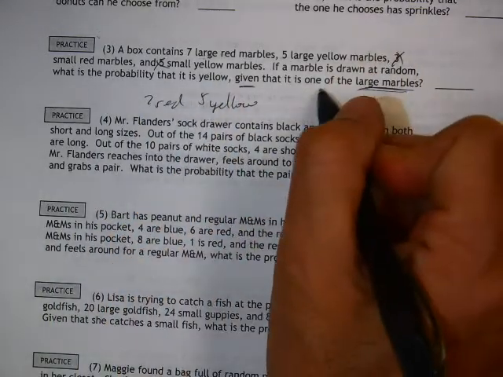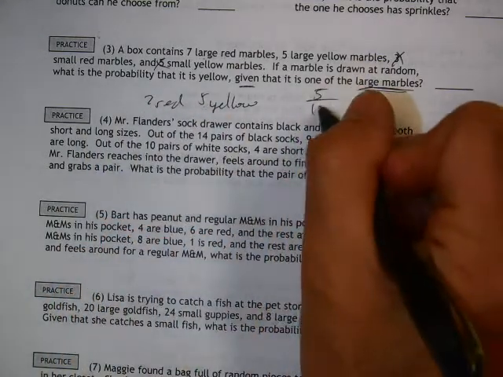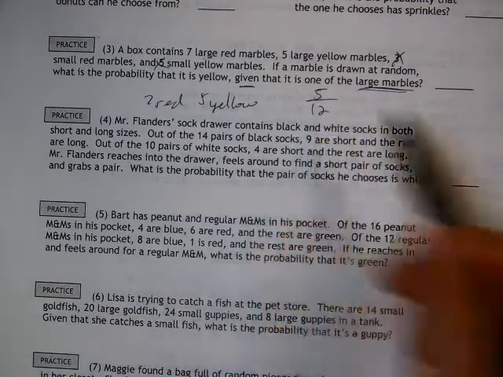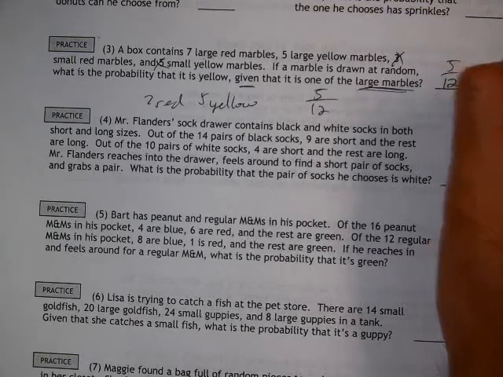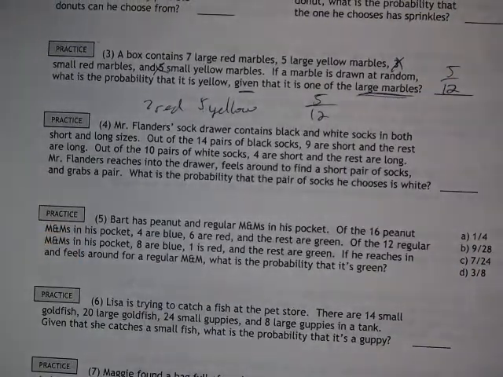Well, now we know there's 5 yellow out of 7 plus 5, which is 12 total. So our probability is just 5 12ths, that's it. You would try to reduce 5 12ths, but you can't. So your probability is 5 12ths that you're going to get that yellow large marble.